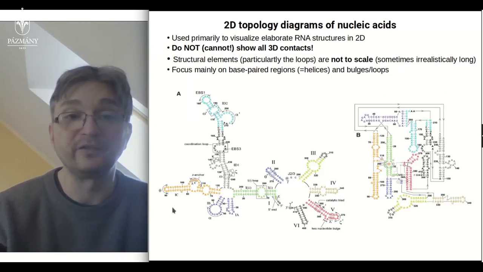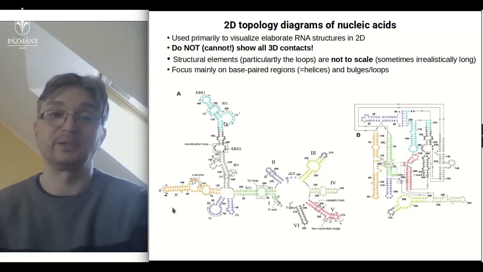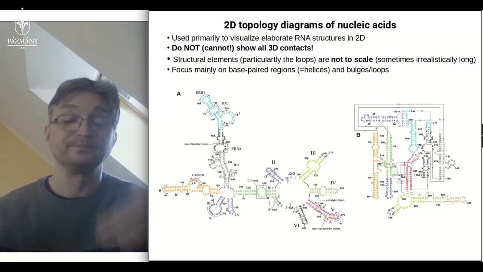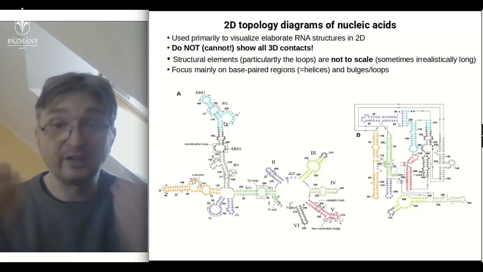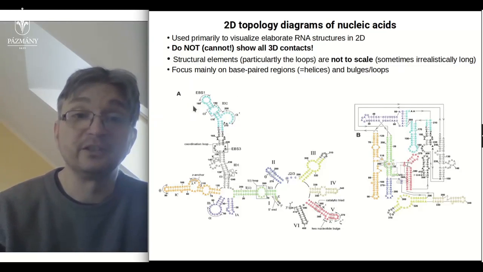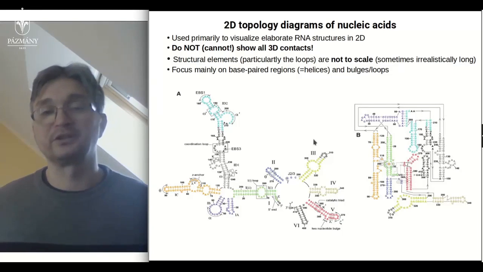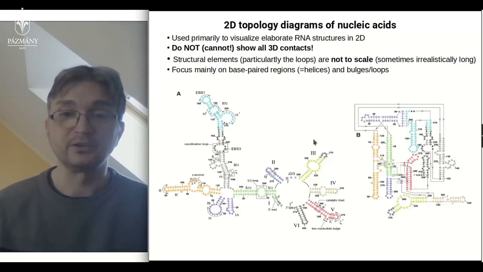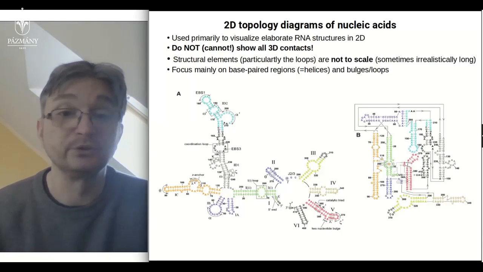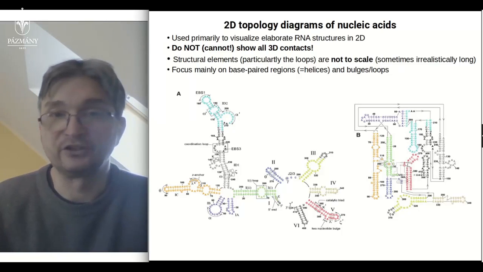Such diagrams usually emphasize the hydrogen bond pattern, and very limited information about the 3D contacts is involved. So this does not mean that we can't have a three-dimensional contact or even several hydrogen bonds between, for example, this loop and this loop. Okay, so it might be that in the three-dimensional organization we have additional contacts. These topology diagrams can give us a good overview of what we call the secondary structure of RNA, the hydrogen bonding pattern.